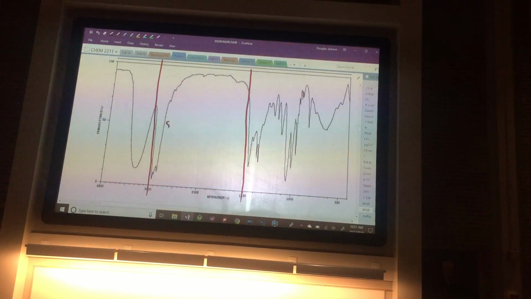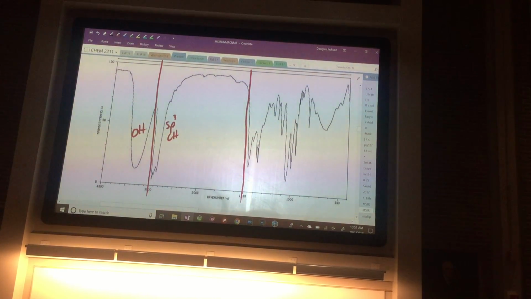Label your sp3 C-Hs to the right of 3,000. Label your OH stretch to the left. Does this not have a CO bar? That fingerprint region leads us astray. Let's just trust it unless we absolutely have to use it, like with an ether. There could be CO.